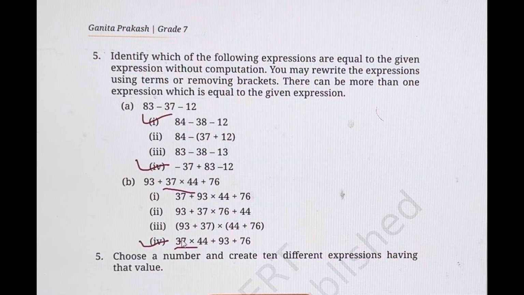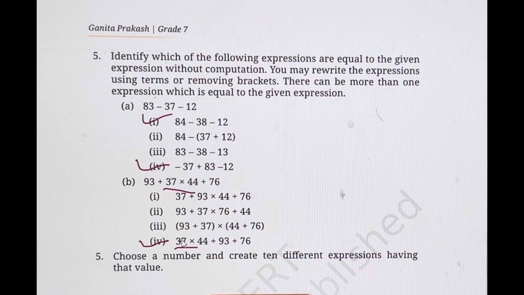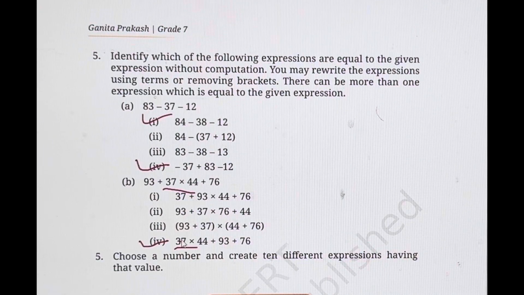Last question is choose a number and create 10 different expressions having that value. That you can do yourself. We have discussed so many examples. So with this, we complete our chapter number 2, Arithmetic Expressions.